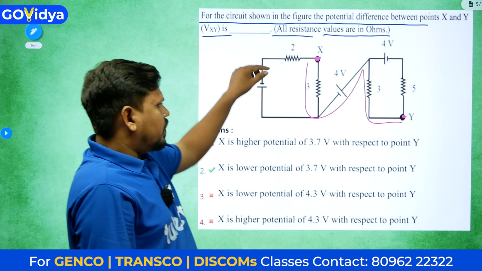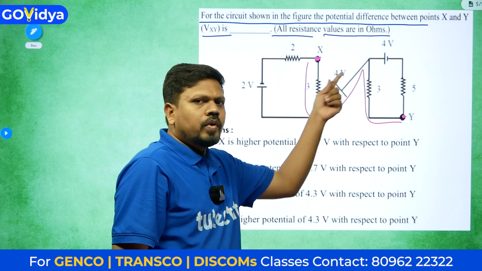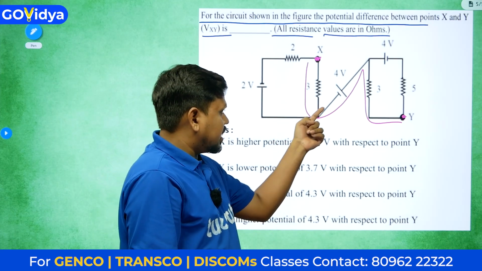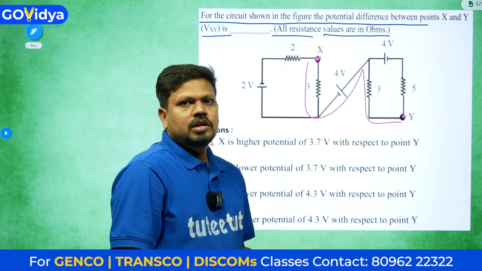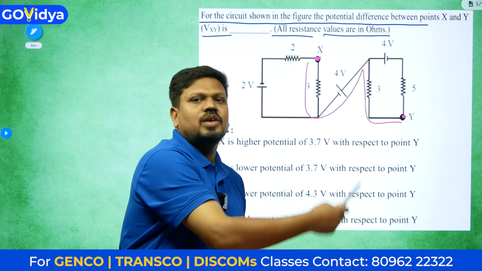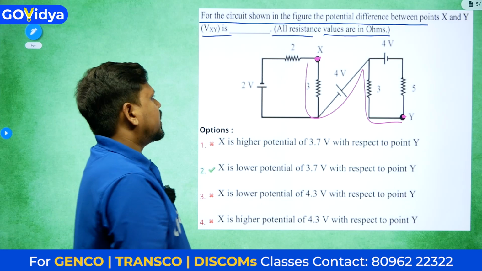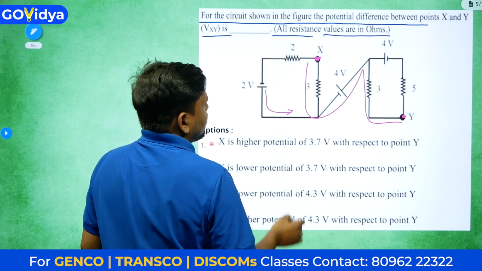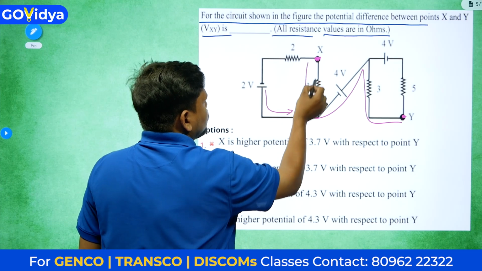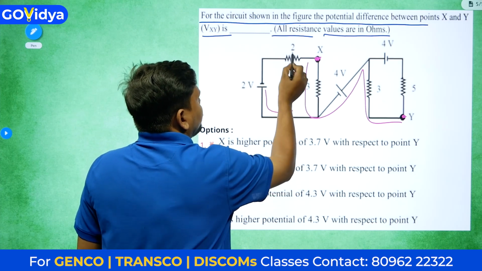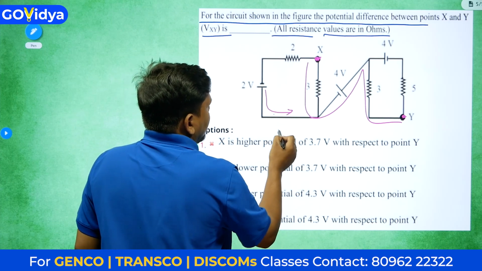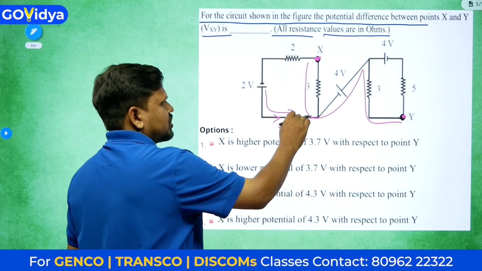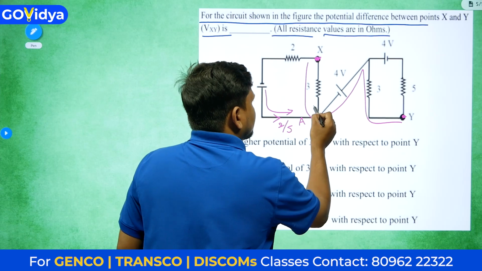Whenever there is a closed path, only then will current flow. Otherwise, if this current goes like this, it cannot come back in the same direction, it should come back in a different direction. That's why this 2 volt source will supply current in this direction. These two are connected in series, so 5 ohms is there. Then the current is 2 by 5 amperes in this direction.